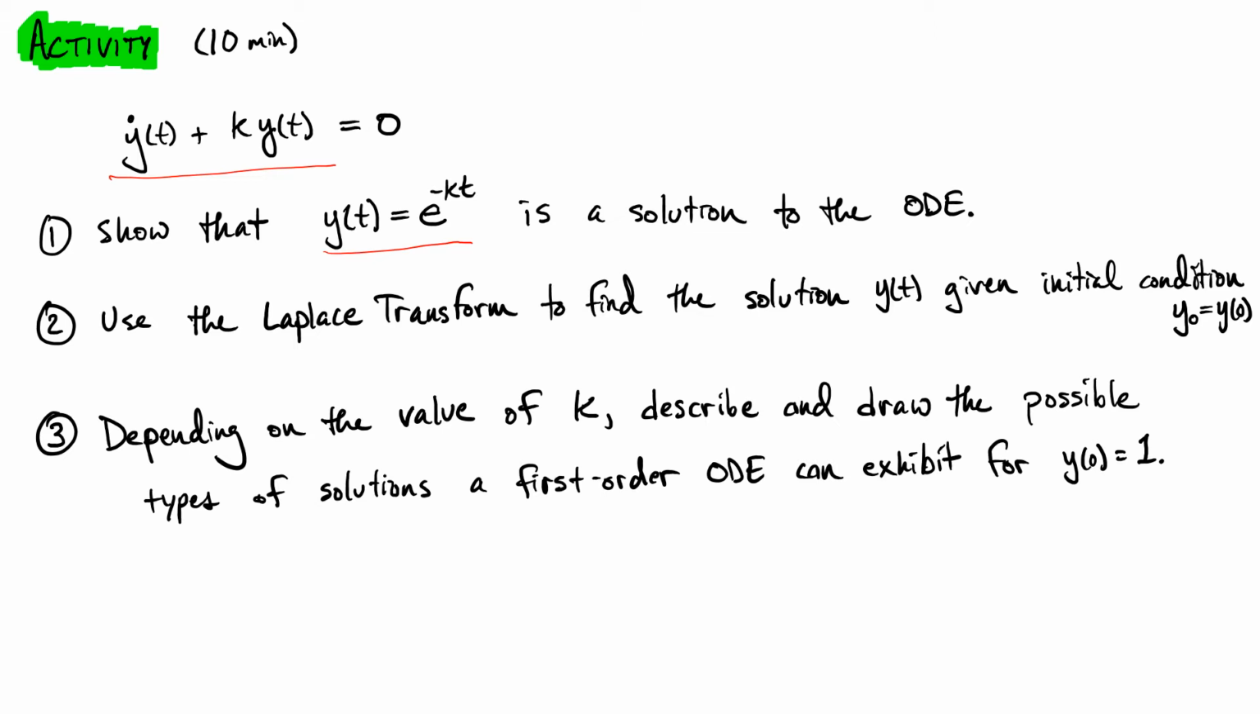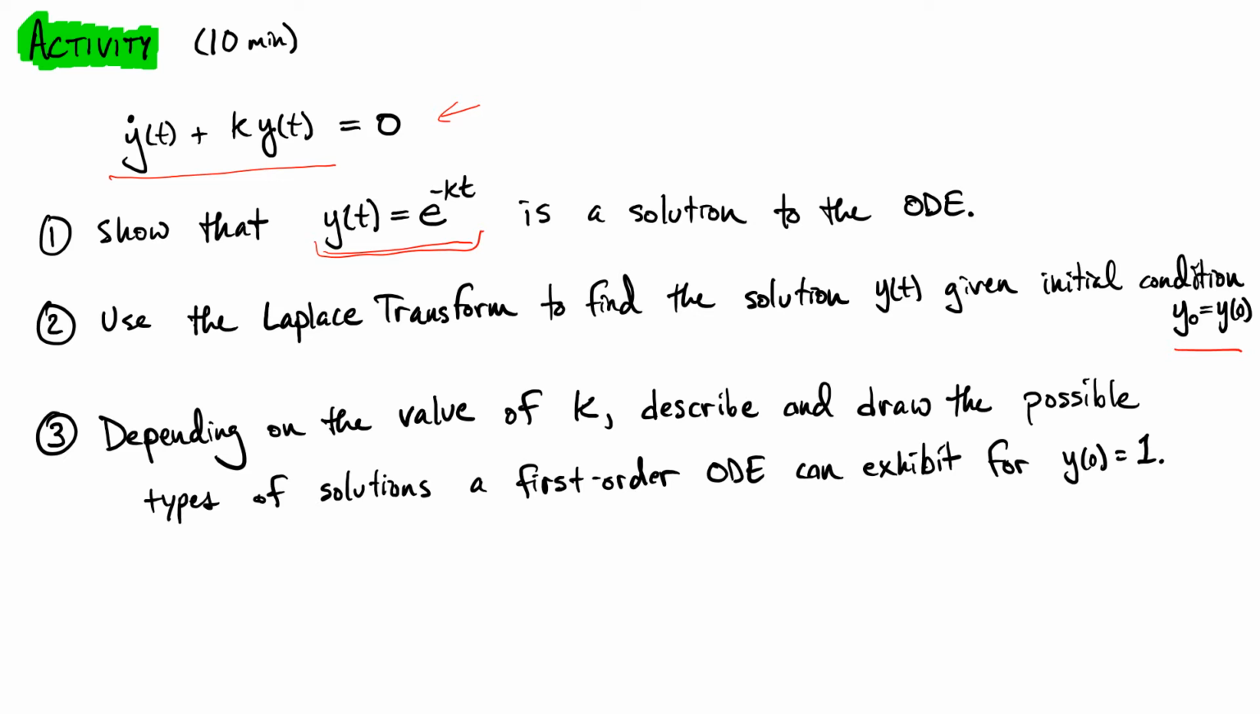So even though we already know the solution from the previous slide, what we're going to do is show that this is indeed a solution to this differential equation. So that's your first step. That really is just about plugging in what y dot is and what y is and proving that that equals 0. The next thing is you're going to use Laplace Transform to find the solution. So go through the whole process of finding the solution based on some initial condition, y of 0.